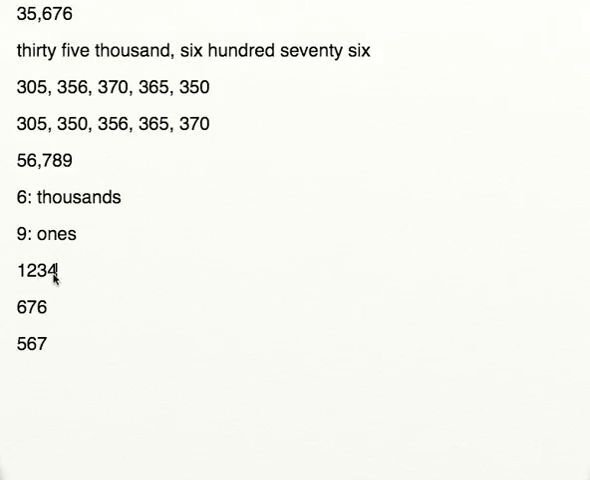Well, an easy way to determine if they're odd or even is to look at the last digit of the number. So this ends with 4, which is even, so the whole number is even. This ends with 6, which is even, so the whole number is even. And this ends with 7, which is odd, so the whole number is odd. Okay?